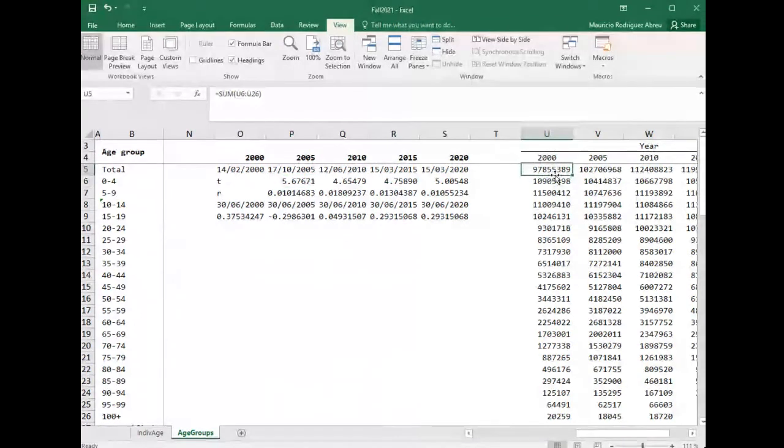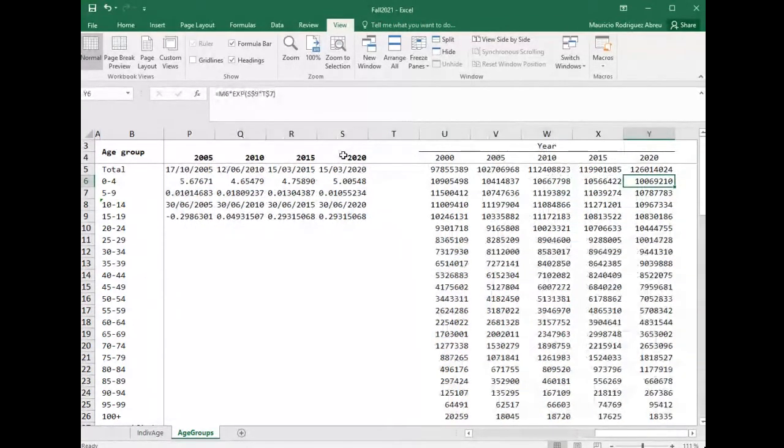And here I need to change something, I just remembered. Because for the last year, I'm going to be using the last growth rate that I have. So just be careful with this last year, okay? So by doing that, I have population for age groups on June the 30th of each year, okay?